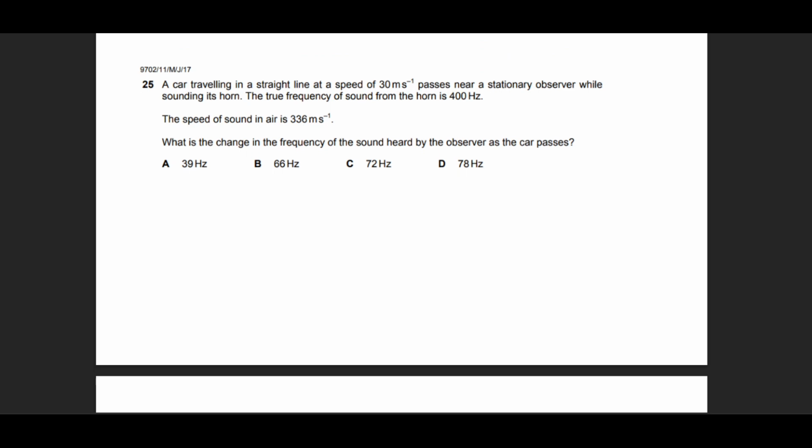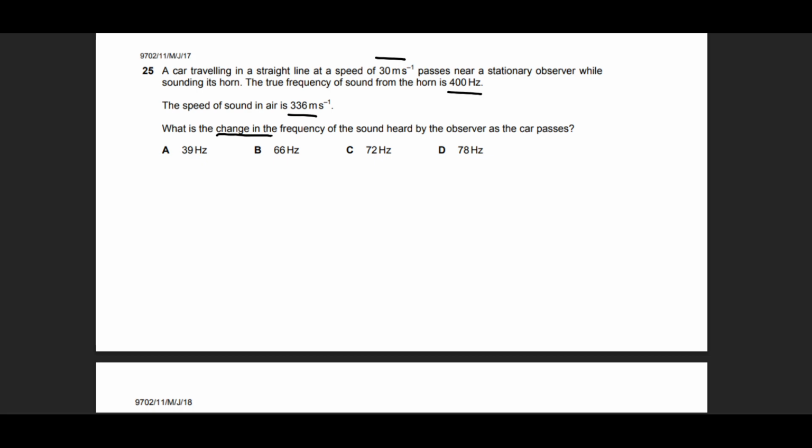Move to this question. It is exactly the same question, but a bit of a twist. Over here, you'll have to perform a bit more calculations. So let's see what we have to do. He says that the speed of the train, or a car, is 30, speed of sound is 336, and the standard frequency is 400 hertz. He asks, what's the change in frequency?